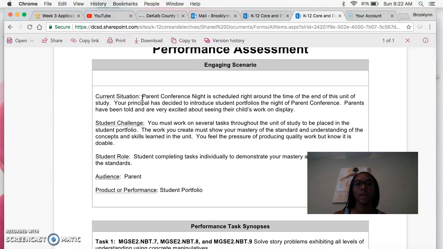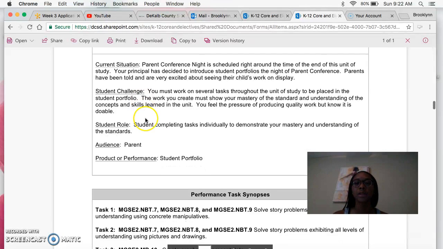Okay. So the student challenge, what the students have to do: you must work on several tasks throughout the unit of study to be placed in the student portfolio. The work you create must show your mastery of the standard and understanding of the concepts and skills learned in the unit. You feel the pressure of producing quality work, but know it is doable. So they're supposed to complete tasks individually to demonstrate their mastery and understanding of the standards.